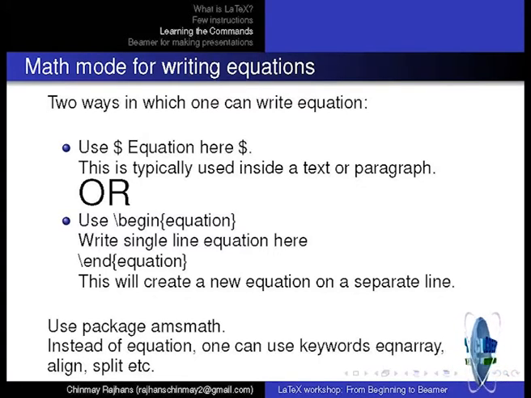If you want to take it on a new line as an independent equation, you generally use any of these begin end commands. By default this will also come with a number because they are coming on a new line, and you can also refer to it in the text. We'll see referring in the subsequent slides. But if you put it as a dollar, then you cannot refer to it because that is already within a text only, right? So this is the main difference.